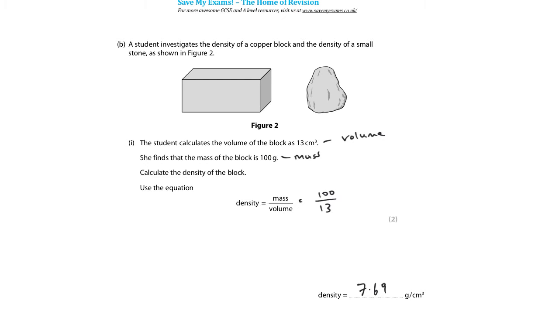Next question is the student investigates the density of a copper block and the density of a small stone. Student calculates the volume of the block as 13 centimeters cubed and she finds that the mass is 100 grams. Calculate the density. All I've got to do here is substitute in to this equation they've given us. So I'm going to put my mass 100 on top, my volume 13 on the bottom. So 100 divided by 13, and that's going to give me 7.69 grams per centimeter cubed.